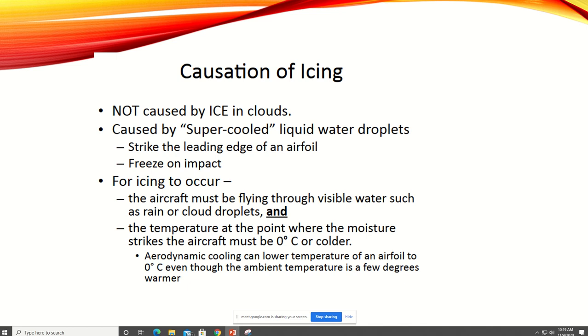So, what causes icing? It is caused by supercooled liquid, water droplets, that strike the leading edge of an airfoil, such as the wing, the tail, which we call the horizontal stabilizer, the propeller itself, and the radome. They freeze on impact. For icing to occur, the aircraft must fly through visible water, such as rain or cloud droplets. The temperature at the point where the moisture strikes the aircraft must be 0 degrees Celsius or colder.